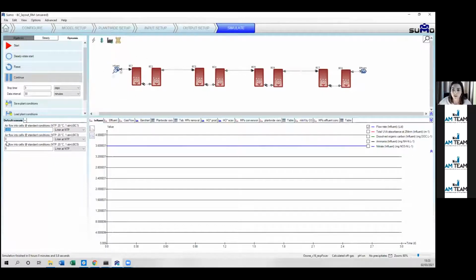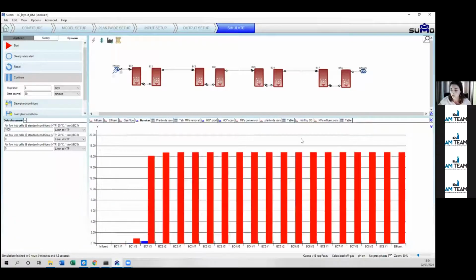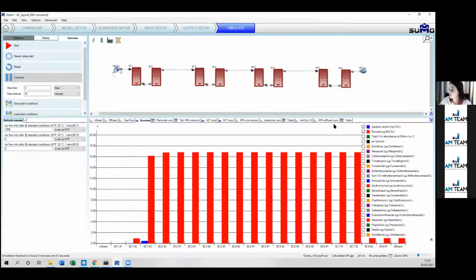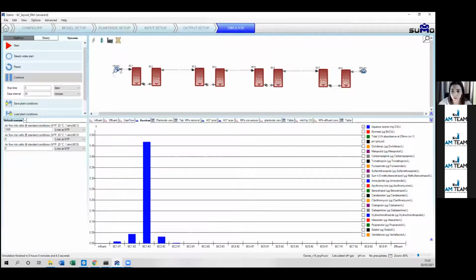So for instance, we are dosing 1000 liters per minute in BC1. Let's see what is the effect in terms of ozone residual and in terms of bromate formation. So the simulation is finished and we can now take a look first at the ozone residual there.